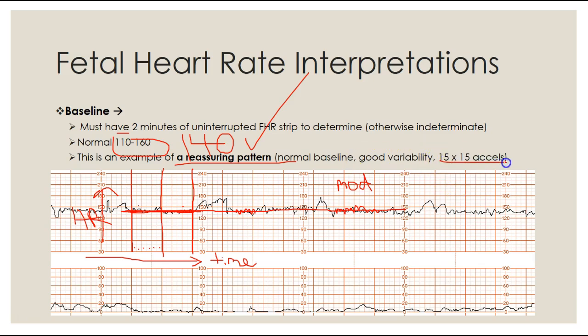And we also have 15 by 15 accelerations. This whole thing right here is an acceleration. This whole thing is an acceleration. This is an acceleration, and then we're back to baseline at 140. And it goes up at least 15 beats from the baseline, because up here we're almost at 180, right? So 140 to 180 is at least 15 beats above the baseline, and it lasts for at least 15 seconds. Remember, this way is time. Okay, so if time is measured by 10 seconds in each of these little blocks, this acceleration starts here and is over around there. So it's lasted at least a minute or longer. So that's how we say it's a reassuring pattern.